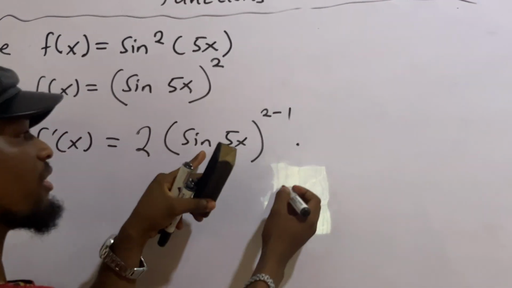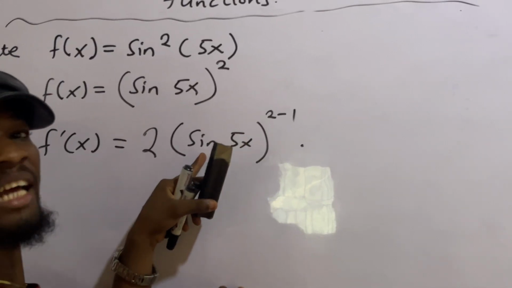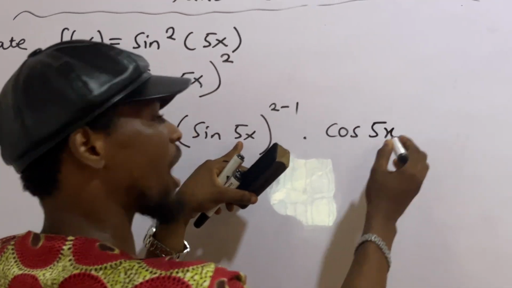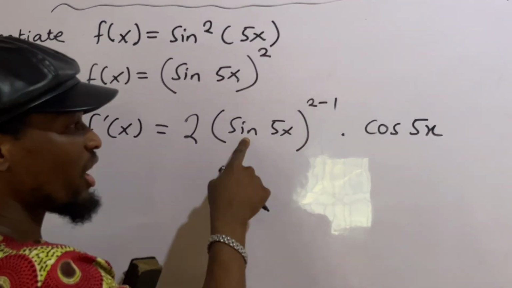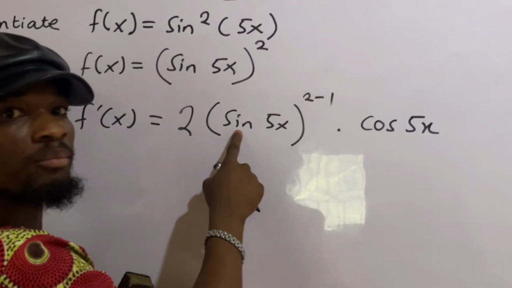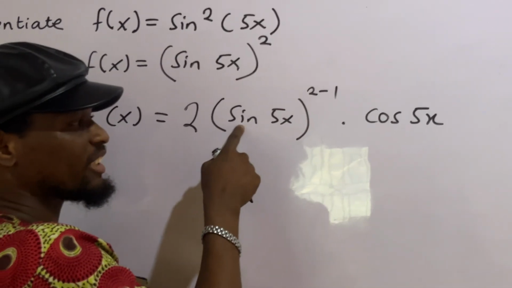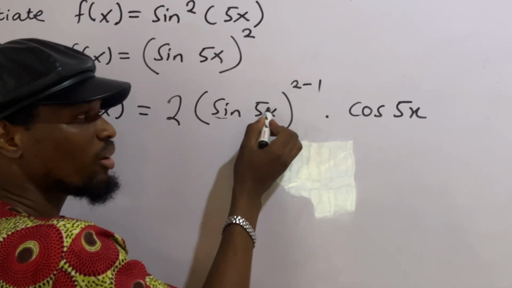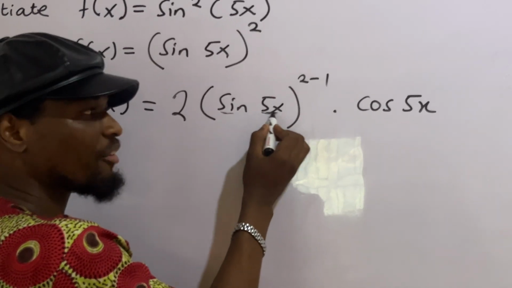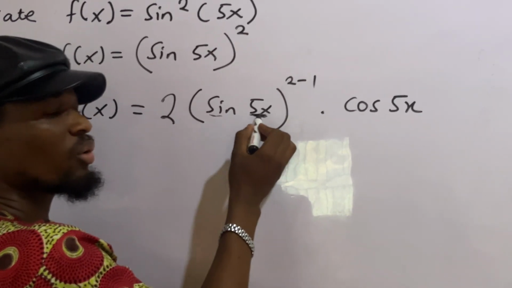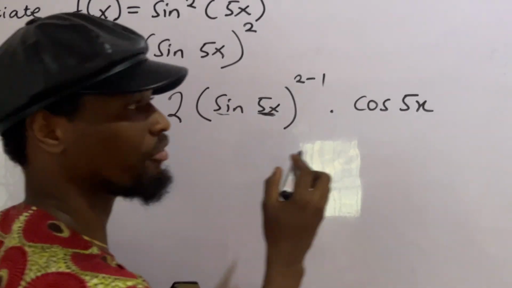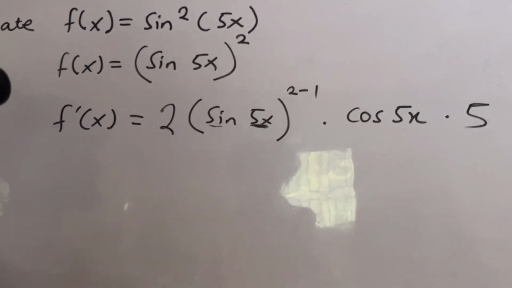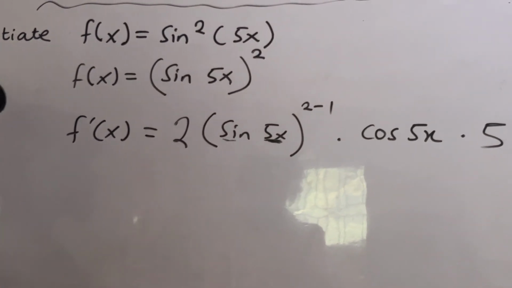So what do I have here? Sine 5x. If I differentiate sine, I have cos. So I have cos 5x. But remember, when you're differentiating functions of this type, after you differentiate the trig function, you have your cos 5x. Now, when you differentiate 5x, what do we have? We have 5. So times 5. Do you get it that way? Yeah, that's how it goes.